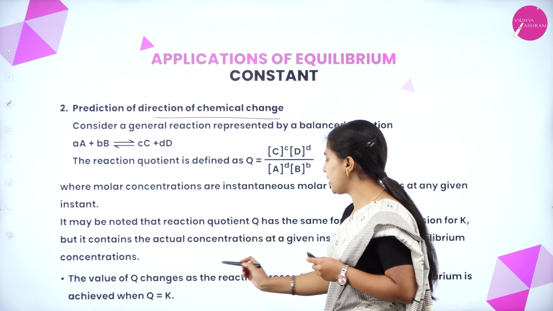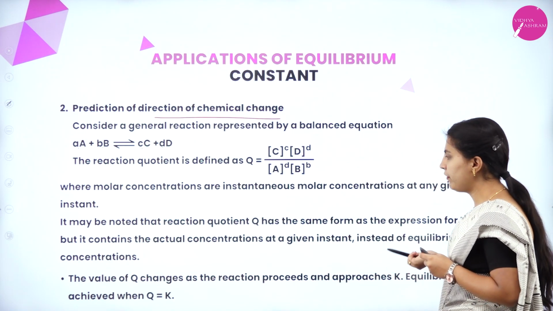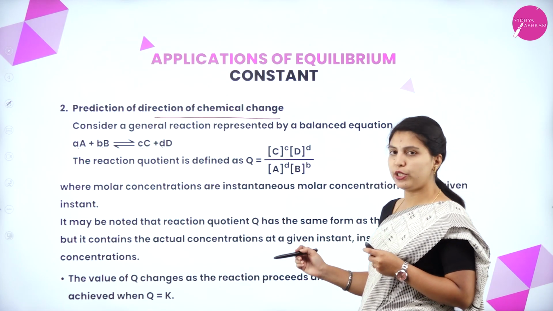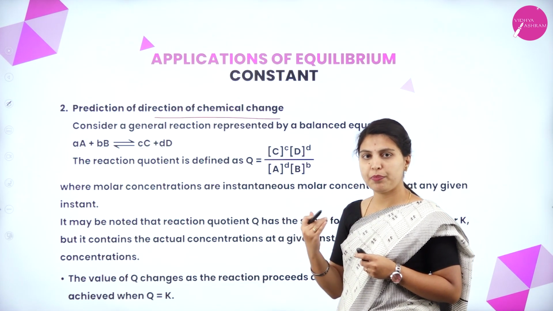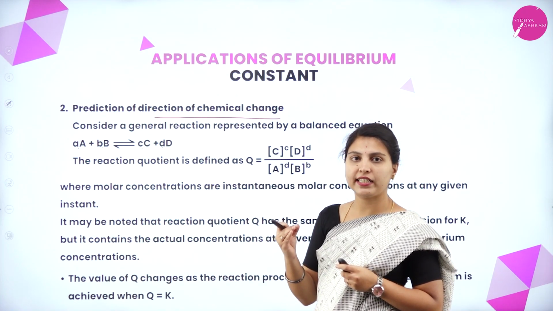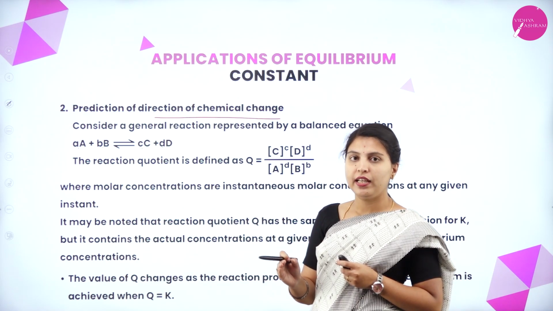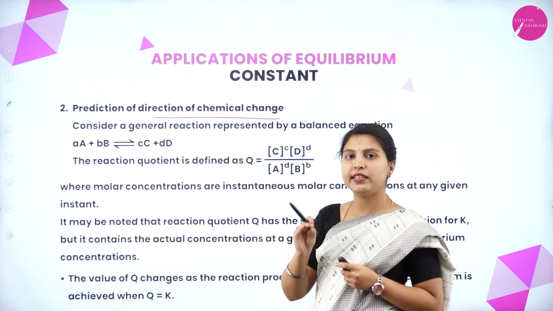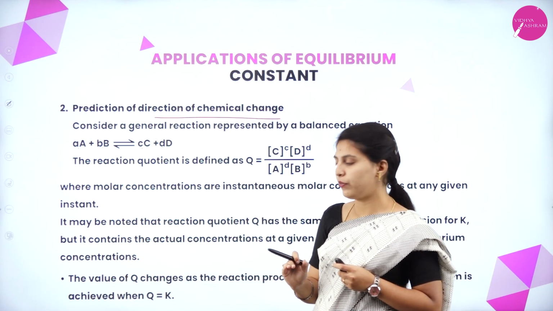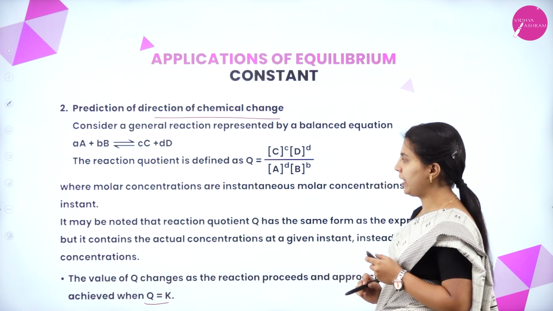The value of Q changes as the reaction proceeds and approaches K. Equilibrium is achieved when Q equals K. When the reaction keeps proceeding, Q keeps changing till it reaches K, the equilibrium constant. When equilibrium has been reached, Q and the equilibrium constant become the same. Okay, Q equals K.